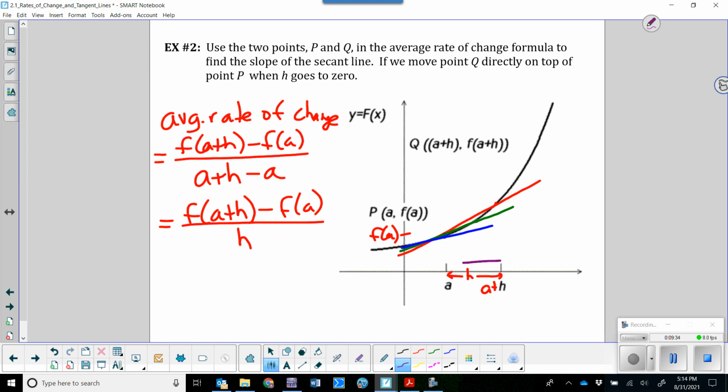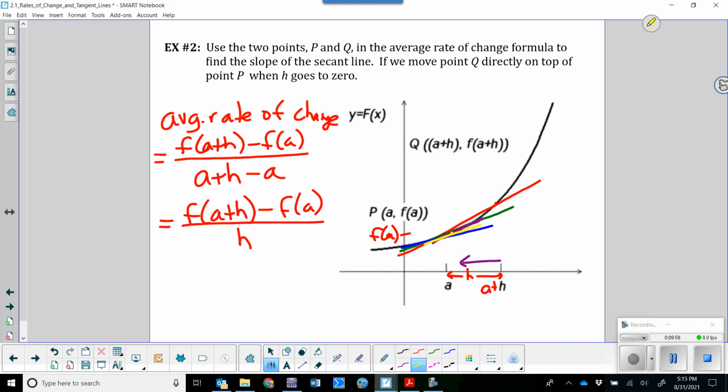So I'm just going to let h keep moving towards a. So let's move even closer and draw a line. Well, that one's even closer to the actual tangent line. And if I move even closer and draw the line, then I'm even better. So the closer and closer and closer I get, the more the line starts to look like the tangent line.